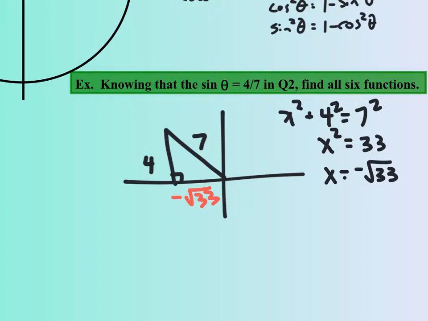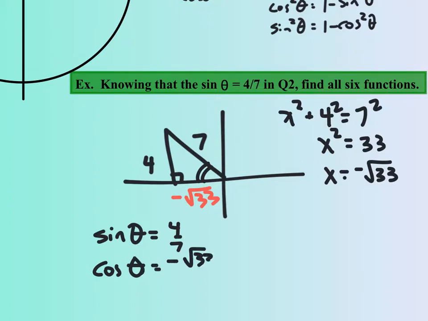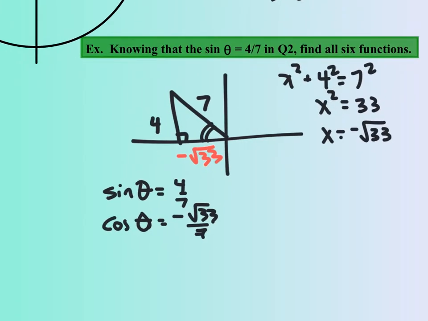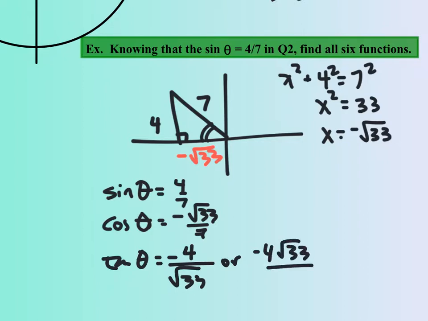So now what we can do is this here is theta. So all 6 trig functions. Sine of theta we already knew, it's 4/7. Cosine of theta, we can now know is negative root 33 over 7. Tangent of theta, what would that be? 4 over, I'm going to just bring that negative up, root 33. Or if you decide to rationalize the denominator, that'd be negative 4 root 33 over 33.